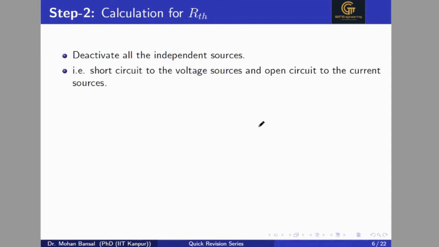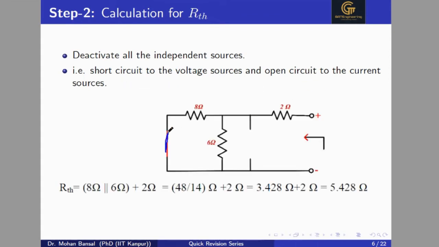Now, for computation of RTH, first we'll remove the independent source and deactivate all the sources. Deactivation means short circuit the voltage source and open circuit the current source. So the voltage source is short circuited here, and this is open circuited. Now we'll find the RTH, that is nothing but the equivalent resistance across this terminal. R equivalent is nothing but the RTH.